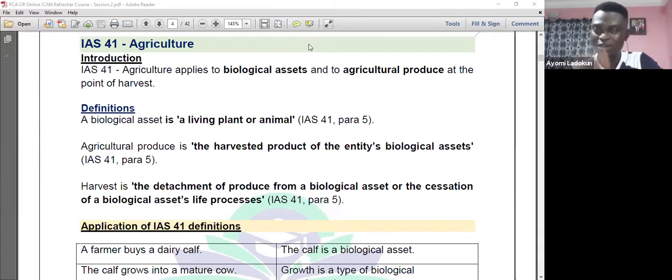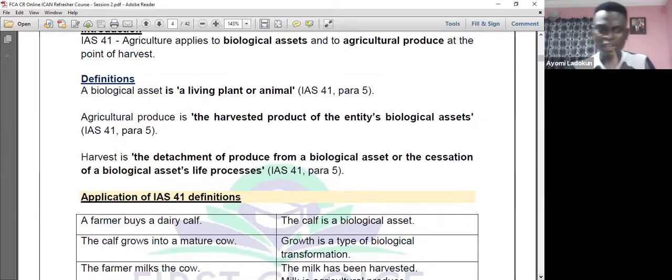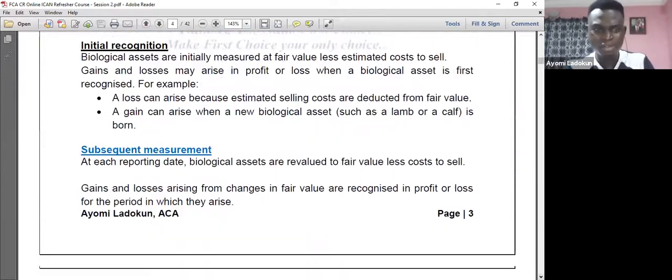So let's take a look at a question to demonstrate what I've just explained. Then we need to now learn 2 more things. Agricultural produce, an asset outside the scope of IAS 41, and that is the end. It's as simple as that, okay? That is the end. So everything I've said, they are here, so that you can see them there.